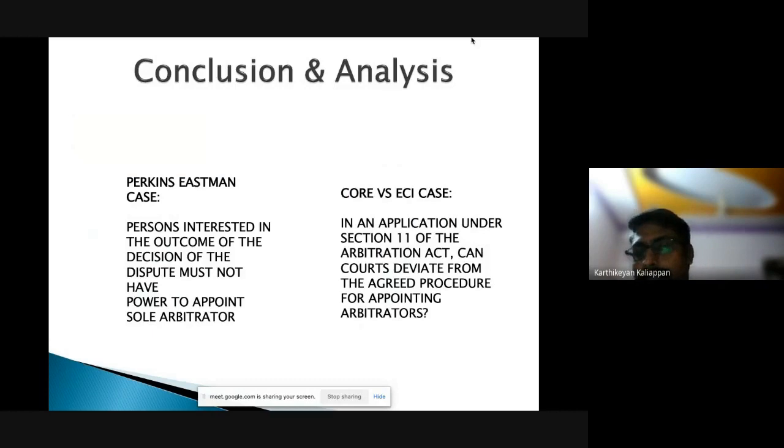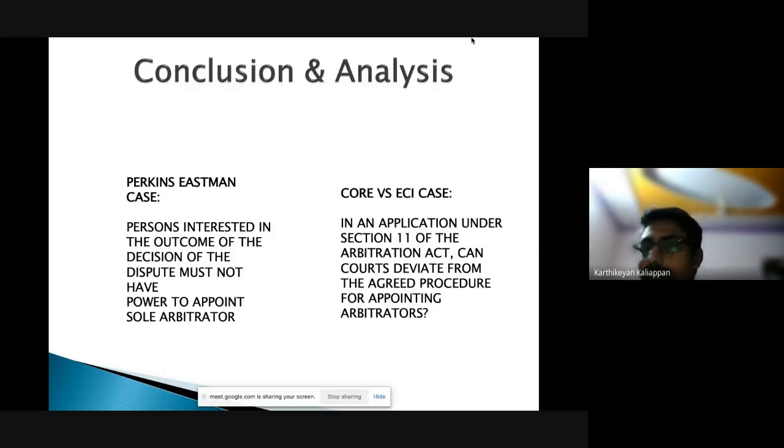In the first case, if you want to look at the difference, in the Perkins Eastman case the sole arbitrator was appointed by the Supreme Court, and here the sole arbitrator appointed by the High Court has been removed, and the Supreme Court orders the appellant to appoint a fresh panel of 4 retired officers as per the contract. So that is the big difference here. If you look at the conclusion in the Perkins Eastman case, persons interested in the outcome of the dispute must not have the power to appoint the sole arbitrator. That's what it talks about.